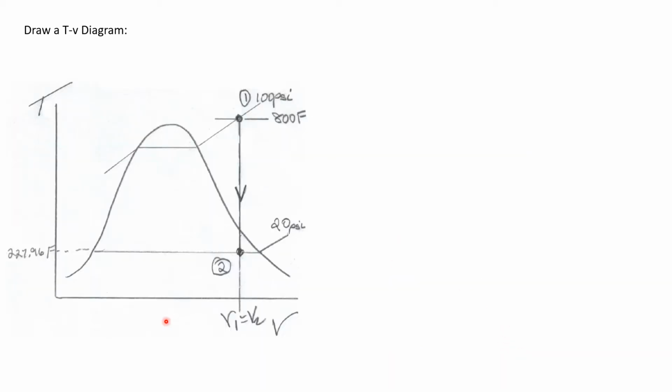So let's plot a TV diagram of this process. We know that state 1 is at 100 psi and 800 degrees Fahrenheit, and we also know that that's a superheated vapor. We know that the process takes place at constant specific volume to state 2, which we also know is a saturated mixture, and it's at 20 psi. And the saturation temperature at 20 psi is 227.96 degrees Fahrenheit. So that's the temperature at state 2.